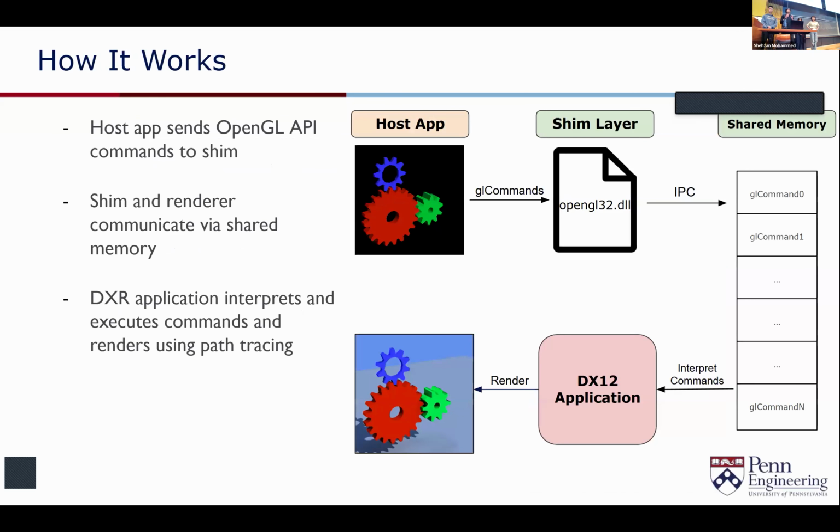To do this, we replace the system OpenGL.dll file in the hostapps.exe location. This causes all of its calls to the OpenGL API to be intercepted by our shim layer. These commands are then written to shared memory, where they are then consumed, interpreted, and executed by our DXR application, effectively recreating scenes ray traced in real time.